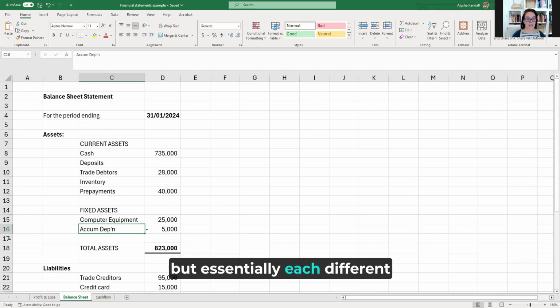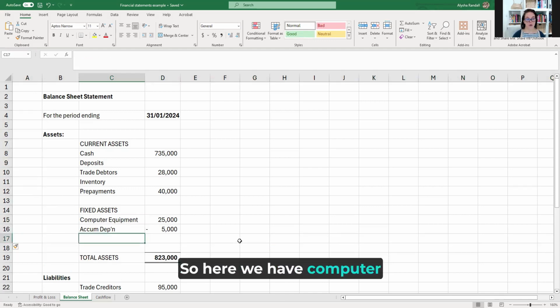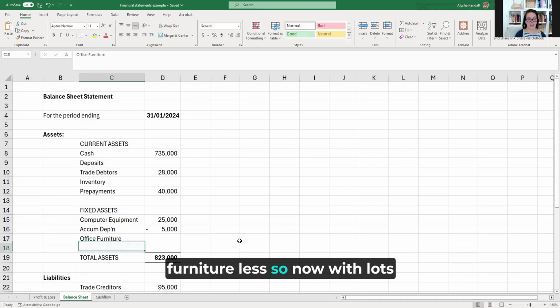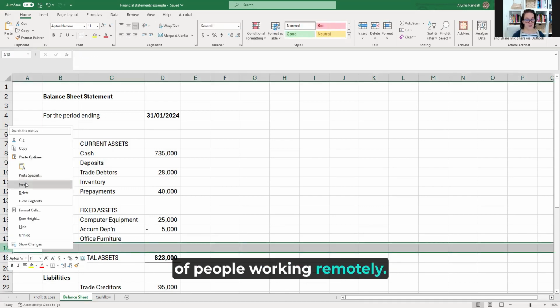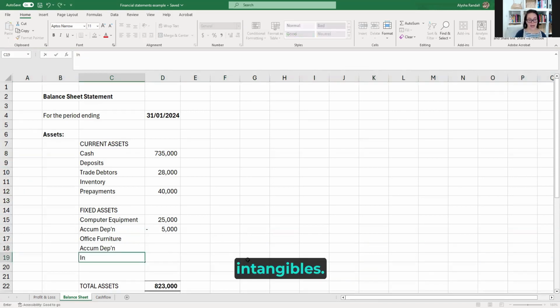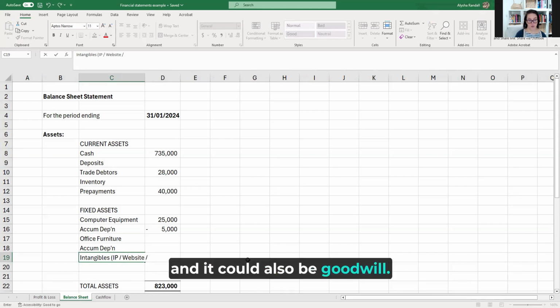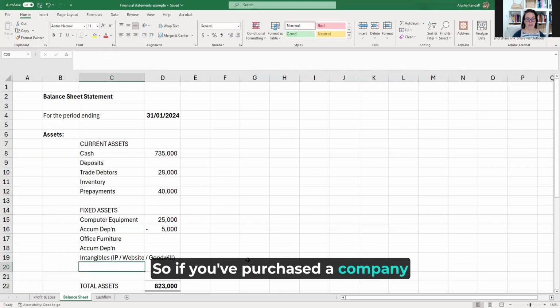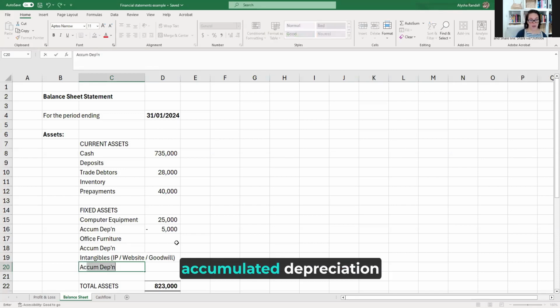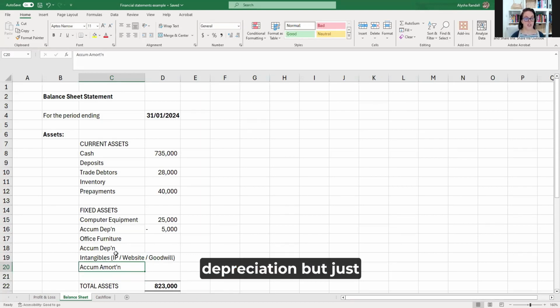But essentially each different asset class, so here we have computer equipment, as I said, another one might be office furniture, less so now with lots of people working remotely. And another one may be, as I mentioned, intangibles. So it could be your IP, your website, and it could also be goodwill. So if you've purchased a company, then this is the recognized goodwill. So each of them would have accumulated depreciation or amortization. Amortization is the same as depreciation, but just with an intangible.